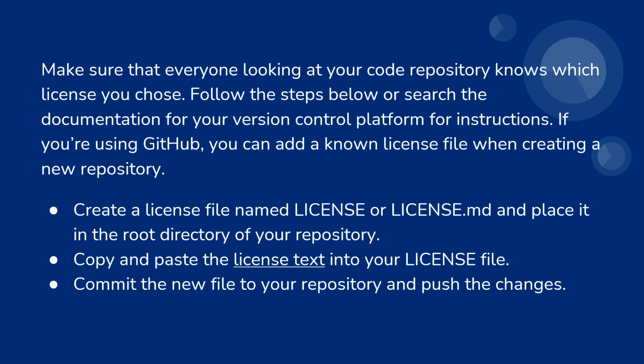Make sure that everyone looking at your code repository knows which license you chose. Follow the steps below or search the documentation for your version control platform for instructions. If you're using GitHub, you can add a known license file when creating a new repository. First, create a license file named license or license.md and place it in the root directory of your repository. Copy and paste the license text into your license file. Commit the new file to your repository and push the changes.